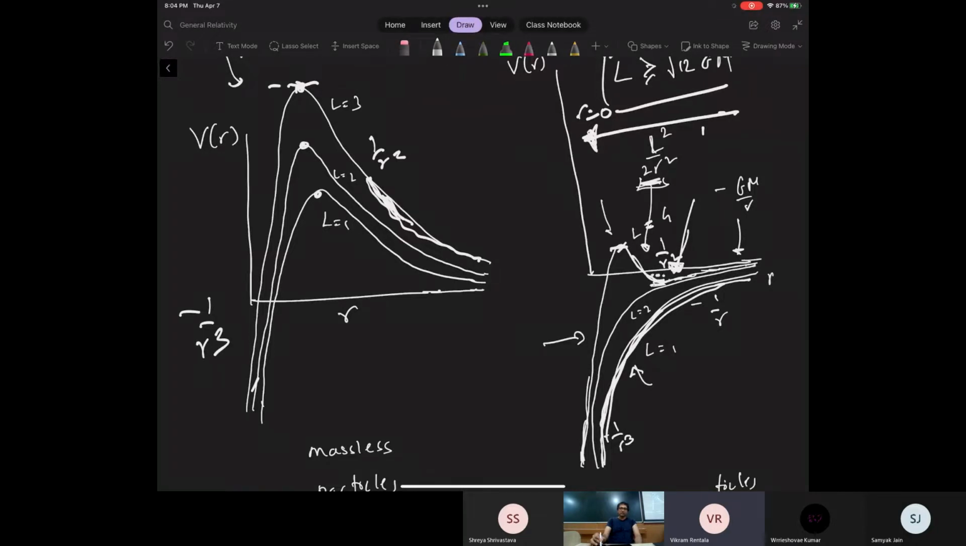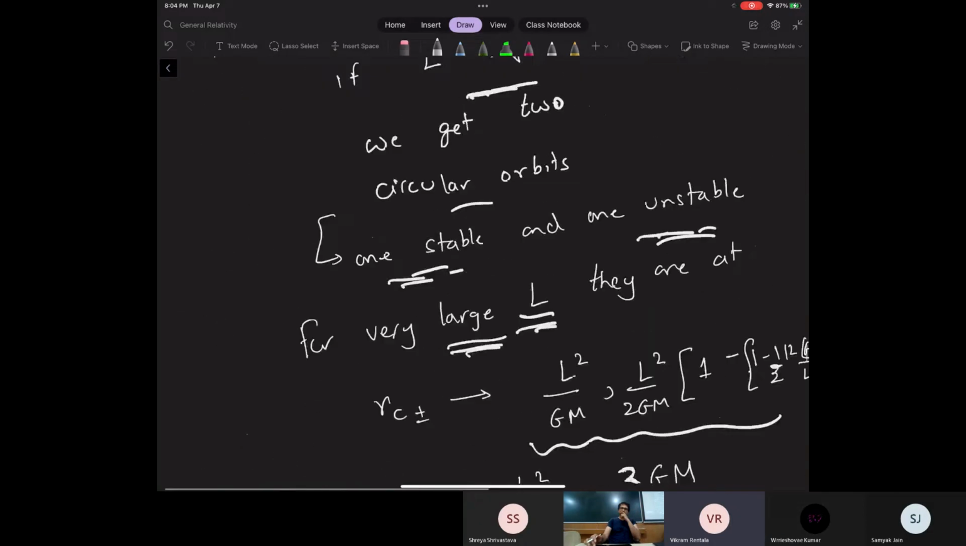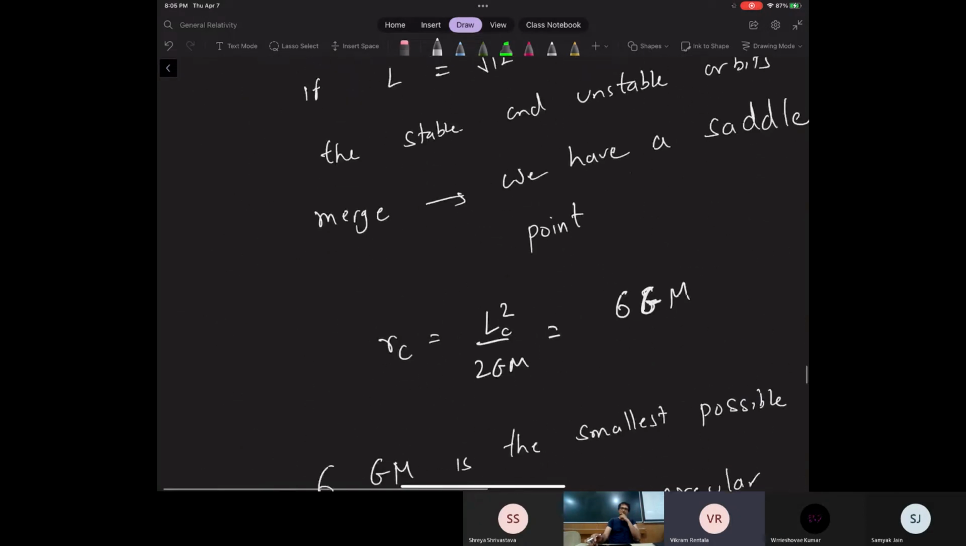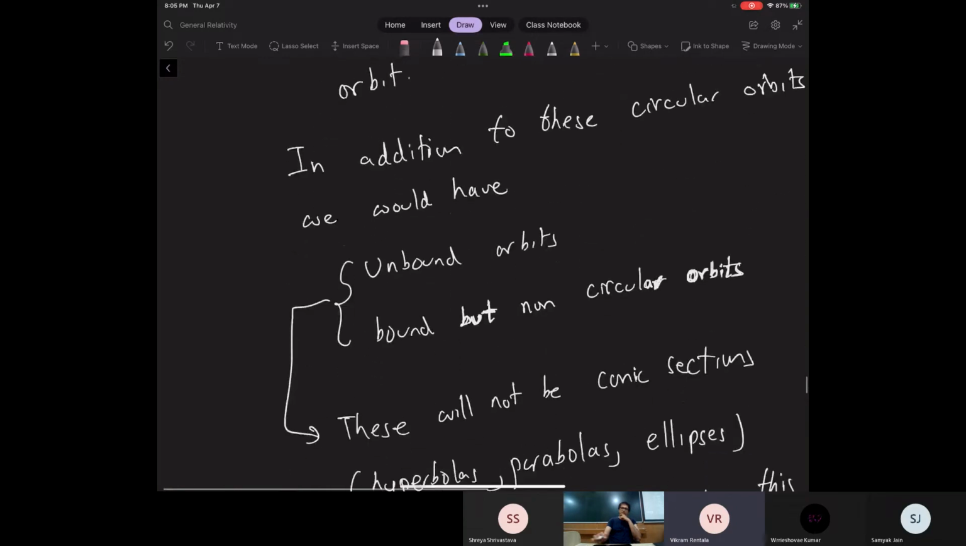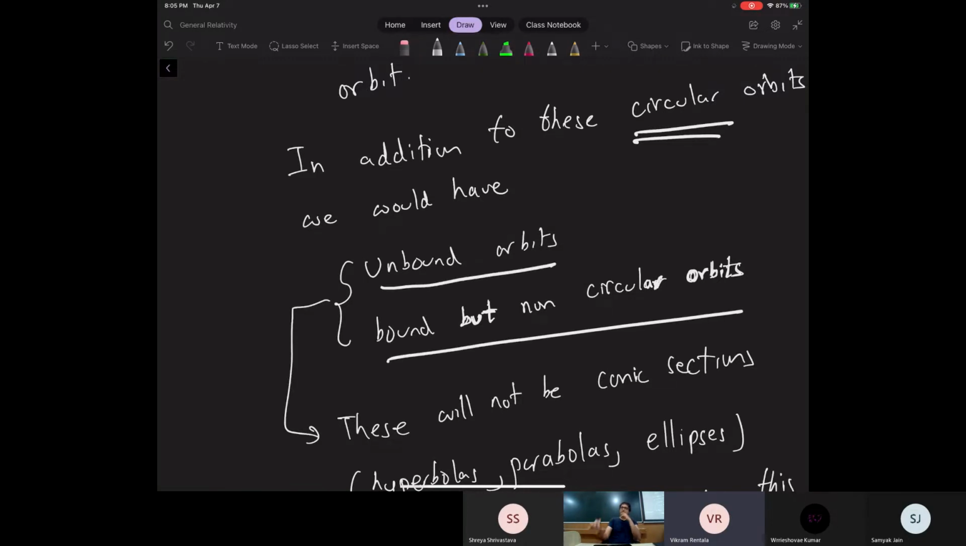However, if your energy is sufficiently small, you can exist in these trapped minima. So you can have circular orbits or non-circular orbits, where you're oscillating in R. In addition to the circular orbits, which are at the minimum for the massive particle, you will also have unbound orbits, and bound orbits which are not circular.